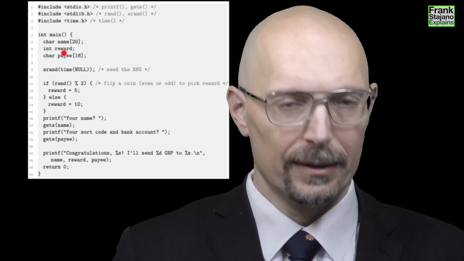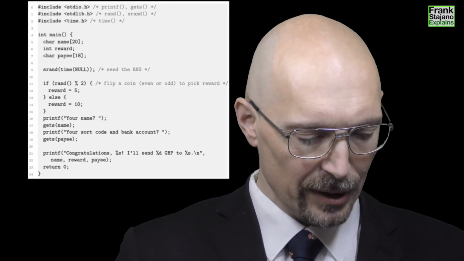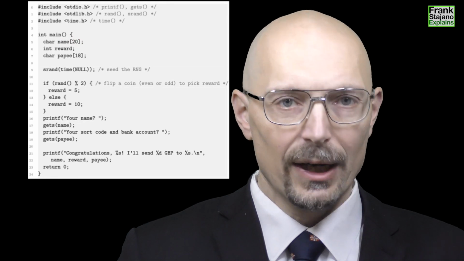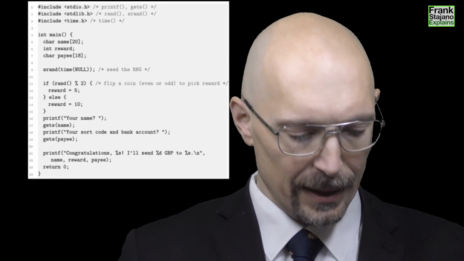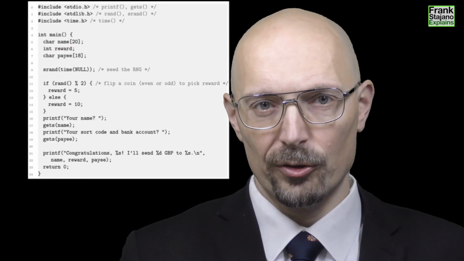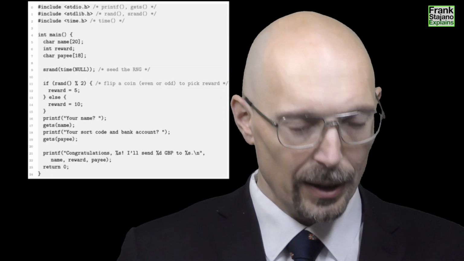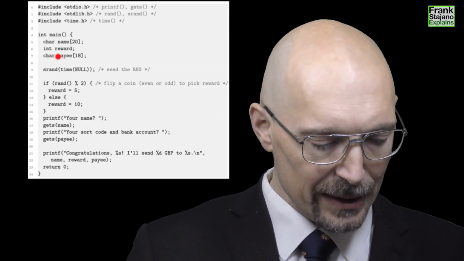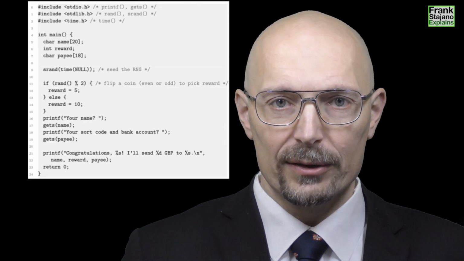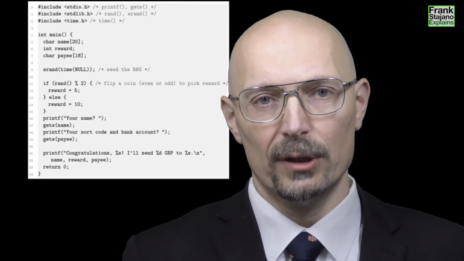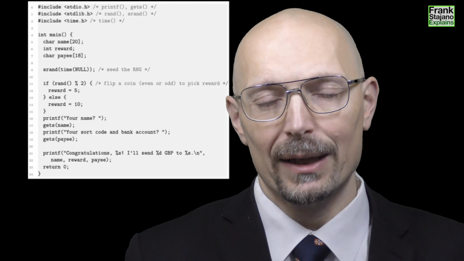You notice here that this program defines 3 variables. Name, which is a string of characters, which holds your name, and then reward, which is an integer, which holds the number of pounds that are going to be paid out to you. And then payee, which is another string of characters which will hold your sort code and account number, which are the UK banking coordinates.